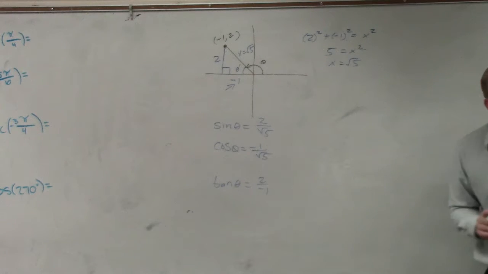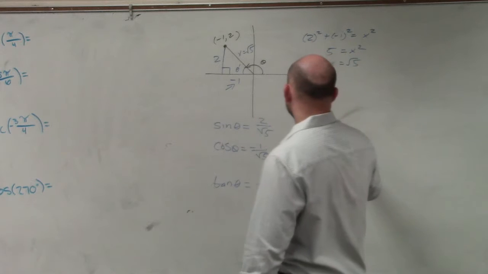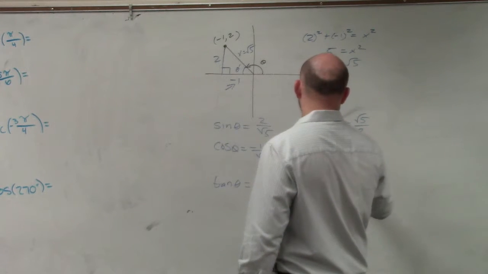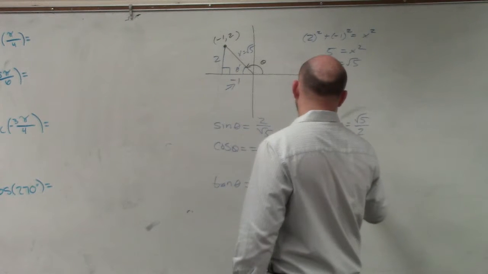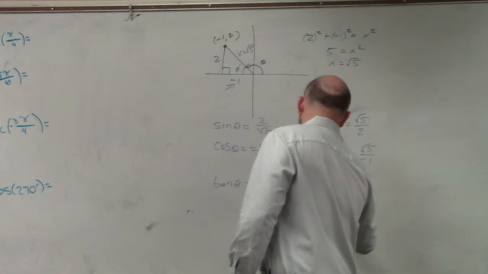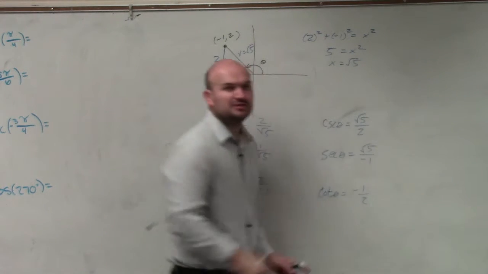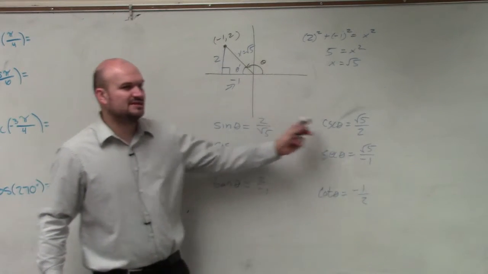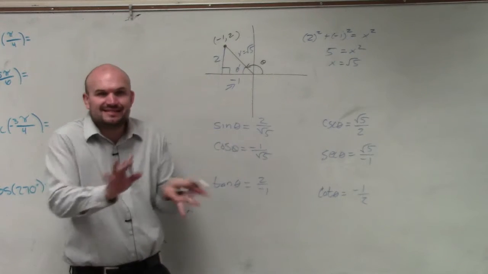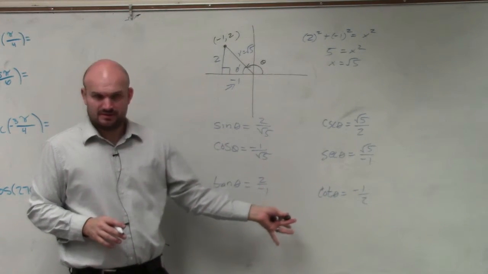I'll go and simplify these. I'll rationalize these at the end. Let's do the reciprocal functions. Cosecant of theta is just the reciprocal. Secant of theta is square root of 5 over -1. And cotangent is -1 over 2. You guys kind of see how doing the reciprocals at the end is easy? Because these are just reciprocals of each other. So it's really easy to not simplify them and just write them as the reciprocals. Does that make sense? Right?